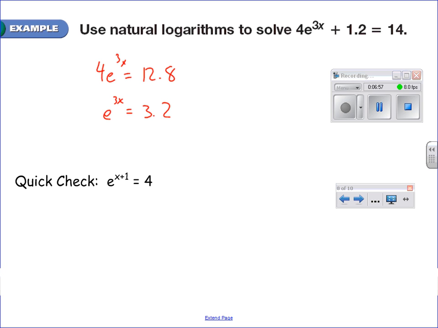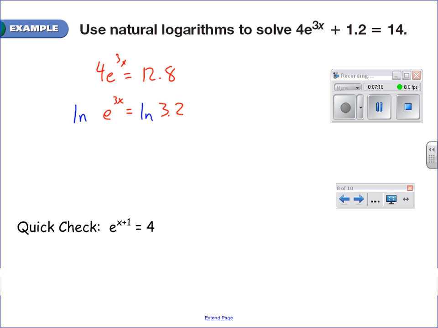Now I'm ready to take the log of both sides. But now, since I'm with e, I'm going to take the natural log of both sides. Let me move this guy over a bit. That's the same thing we did in section 5, right? That's the exact same thing. The only difference is instead of log for base 10, I'm using ln for natural log. And again, I want to keep emphasizing this. ln is log base e, okay?